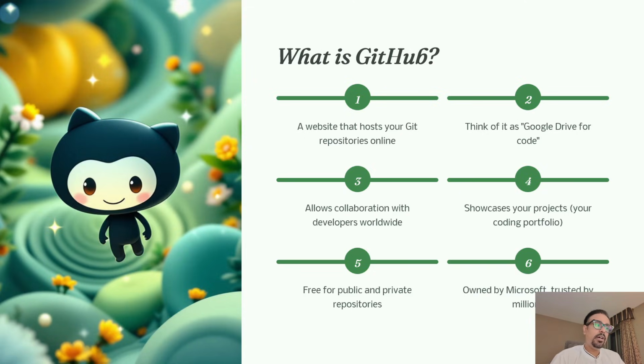So GitHub is a website that hosts your Git repositories online instead of having it on your local machines. So think of it as a Google Drive for your code, a place to store and collaborate on your coding projects. It allows you to work with developers worldwide on shared projects.